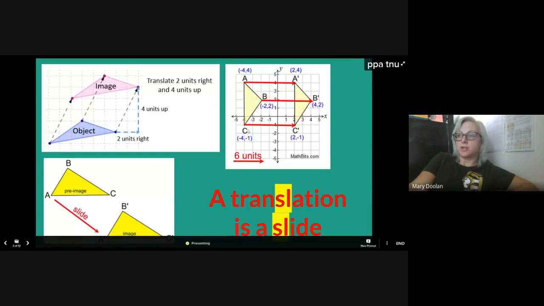Here's another example of a translation. Sometimes the vertices will be given letter names like A, B, C, and then after the translation, they turn into A prime, B prime, C prime. So that's something you see. This is a translation of just 6 units to the right. You don't have to go left, right, up, down. You don't have to have multiple things happening. It could be just one movement, like to the right. And here again, using the word slide, you can see the pre-image turns into the image because it's literally sliding.